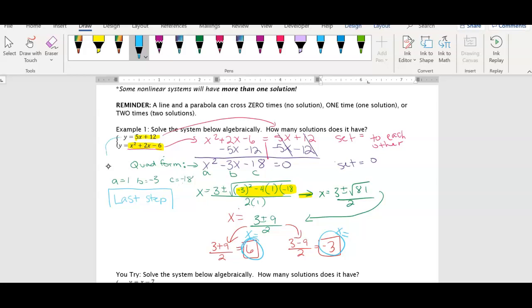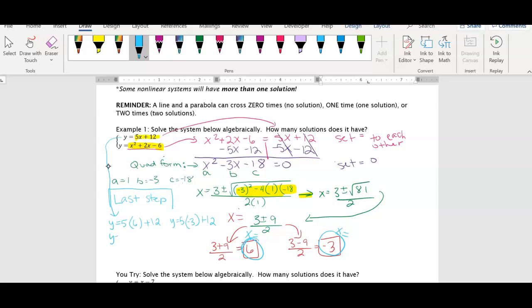So I'm going to take the first equation from the original part, y equals 5x plus 12, and I need to plug in for x the two numbers I just got. So instead of x, I'm going to put 6, plus 12, and I'm going to do it again. Y equals 5 times the x value negative 3 plus 12. This is going to give me my y value answers.